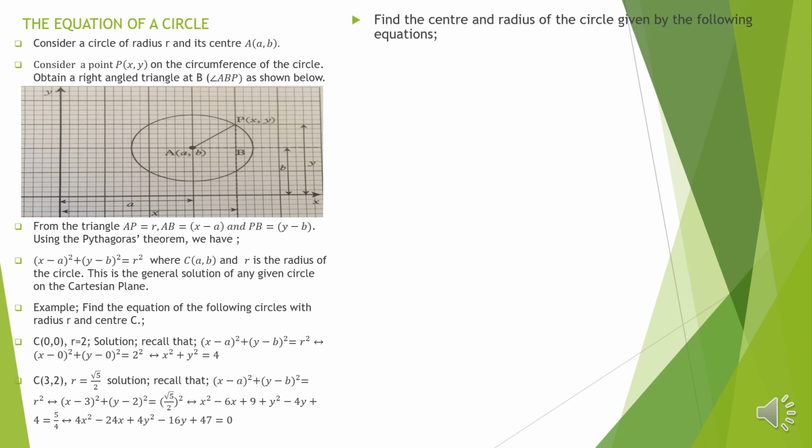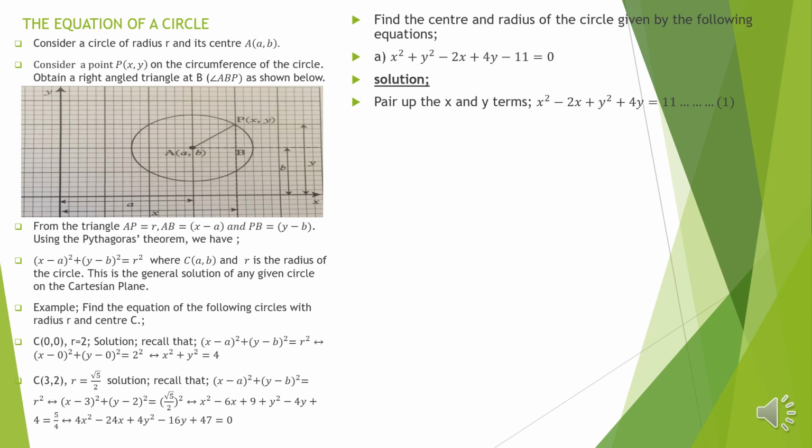Now, the question goes: find the center and the radius of the circle given by the following equation. The first one: x squared plus y squared minus 2x plus 4y minus 11 equals 0. It's important whenever you are solving this equation to ensure that the coefficient of x squared and y squared is 1. For this case, because it is 1, we are going to pair up the x together and the y together, and then use the completing square method to solve that one.